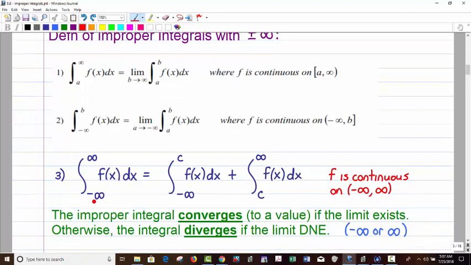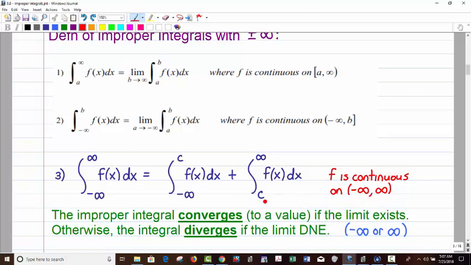Now, suppose it went from negative infinity to infinity. You have to break it up as two different integrals added together. You would go negative infinity to some value C, and then from C to infinity, provided that the function is continuous on the real number line.